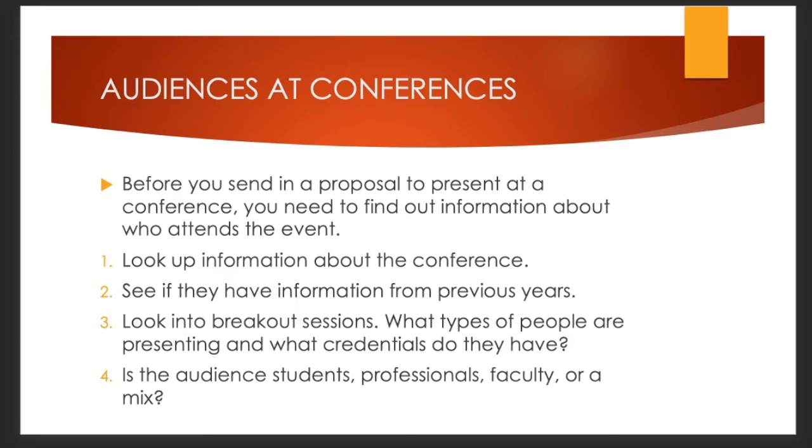So the number one and the most simple thing would just be to Google things about the conference. See if they have information from previous years. It's always a great idea to look into the breakout sessions. What types of people are presenting and what credentials do they have? And then does it seem like, from the information posted online, the audience is students, professionals, faculty, a mix? You can also, again, see if they have a contact us section on the conference's webpage to see if you can get more information.